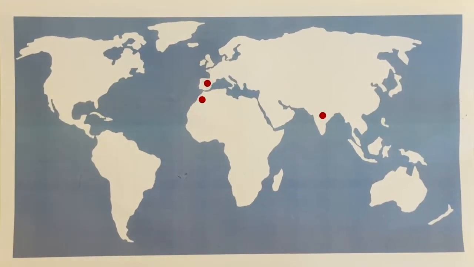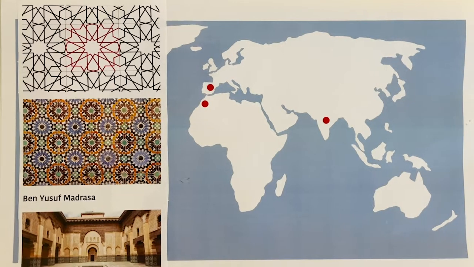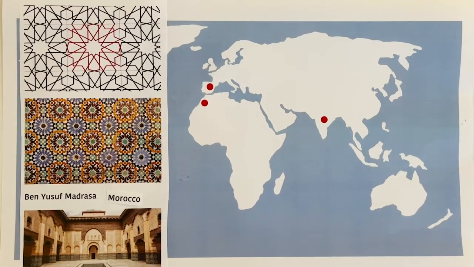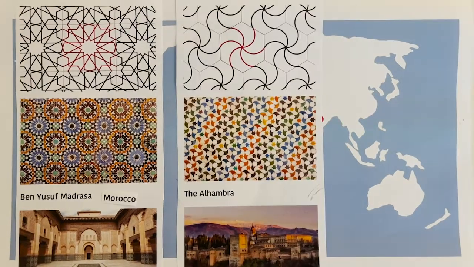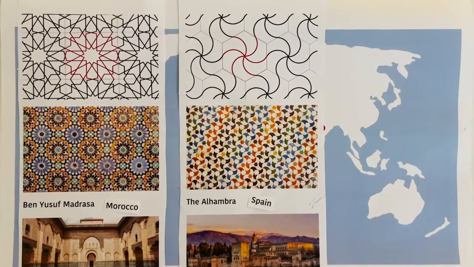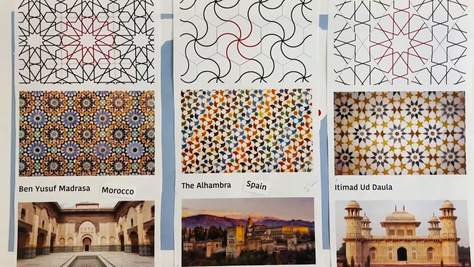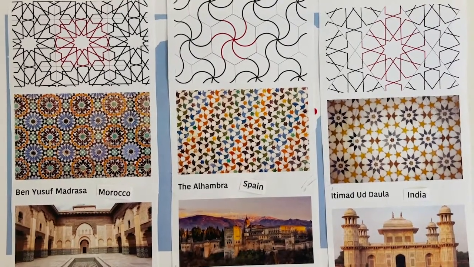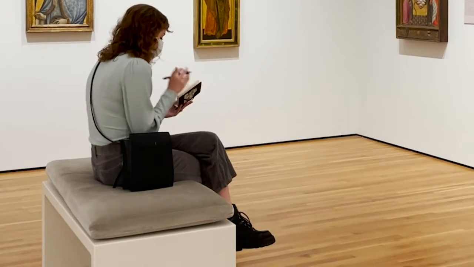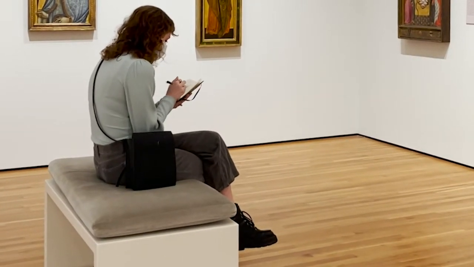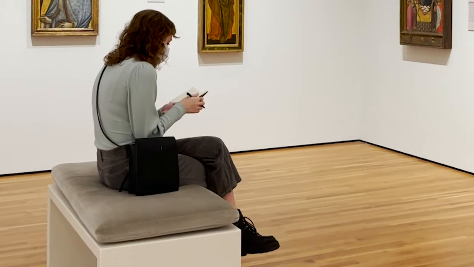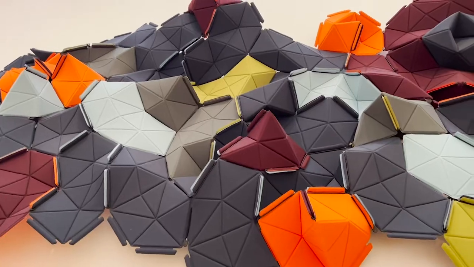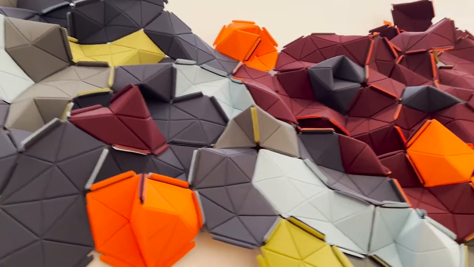I chose the Ben Yusuf Madrasa in Morocco for the square pattern, I chose the Alhambra in Spain to show the hexagon pattern, and I chose the Itimad-ud-Daula in India to show the pentagon pattern. Per my own time constraints, I decided to make just one of the immersive experiences within the exhibition, rather than make the entire exhibit. This way, I could show a piece of what I wanted the exhibition to look and feel like.